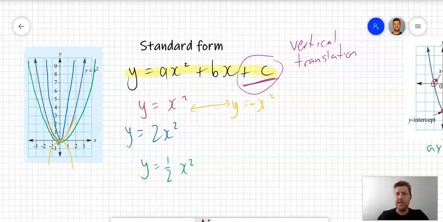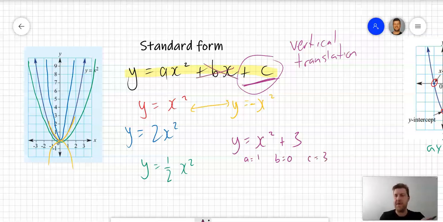So this is another example of standard form. So if I had y equals, let's just say x squared plus 3, here in this equation, a is equal to 1, b is equal to 0, but c is equal to 3. So I've only got two terms.